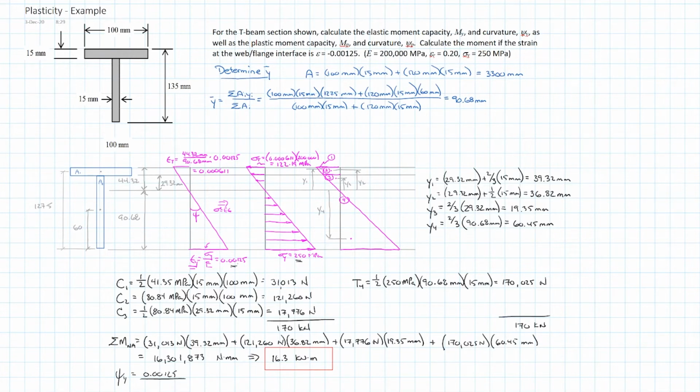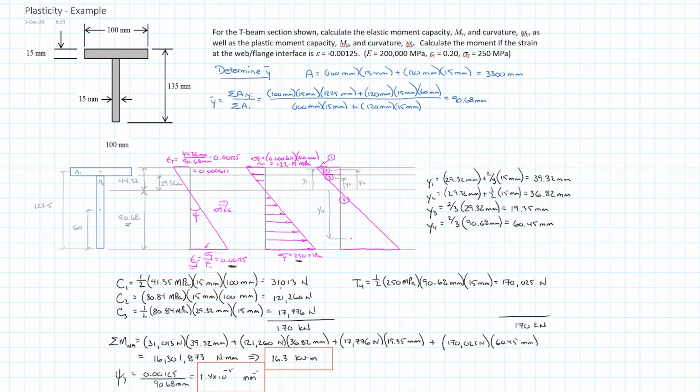So that's 0.00125, which occurs at the bottom of the cross section, divided by y bar, which is the distance between the neutral axis and where that strain occurs, or 90.68 millimeters. So that strain and that distance give us a curvature of 1.4 times 10 to the negative 5 millimeters to the negative 1. So that's the first part of the question. We have our moment capacity elastic and our curvature associated with it.